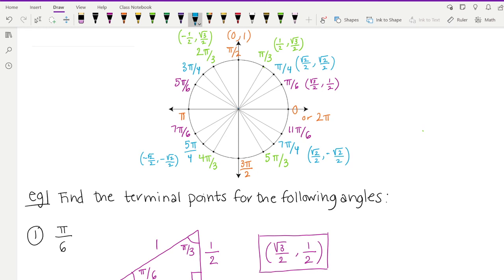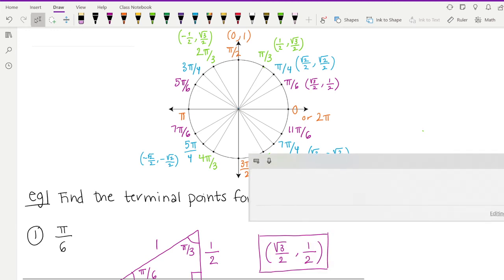Once you work with these more, you might get to the point where you don't actually have to draw a triangle every time. You might be able to just visualize what kind of triangle you're working with. But for now, I really recommend drawing these triangles, getting that practice in, and don't get overwhelmed. Don't feel like you have to memorize all of this. Just focus on the process, and that way you can find the terminal points for any angle regardless of what you have memorized or not.